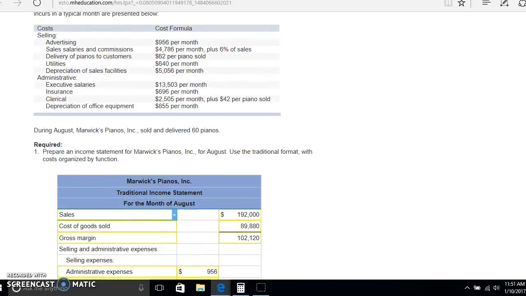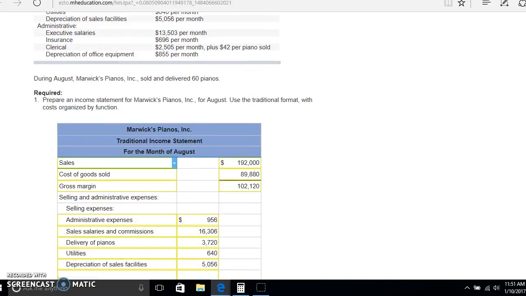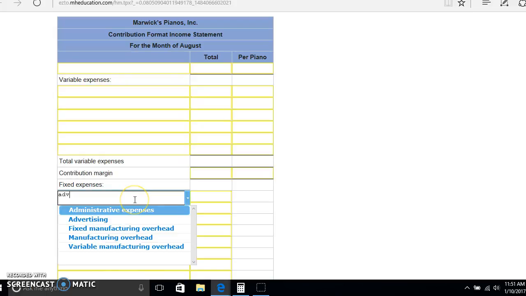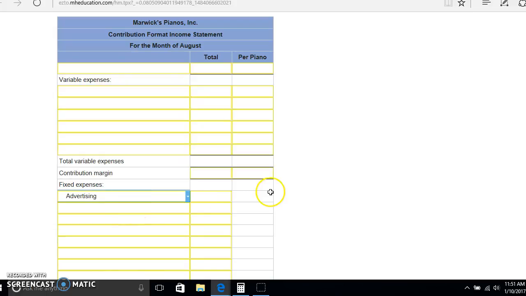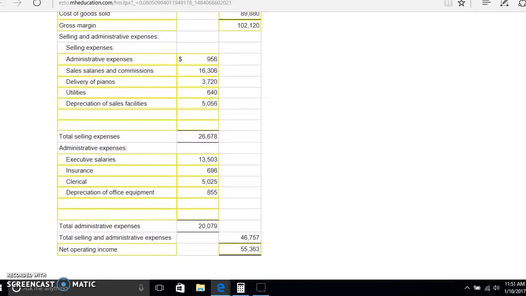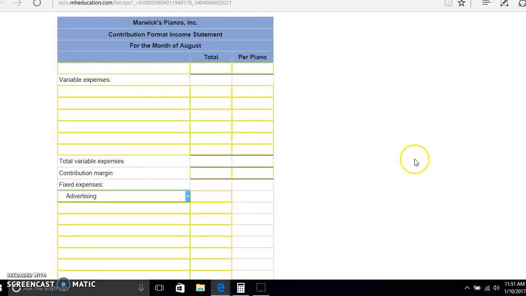So advertising, advertising is not going to be a variable expense. Regardless of how many pianos you sell, you are still being charged that $956 in advertising. So let's go ahead and put that under fixed expenses. Advertising. And again, I forgot how much it was. It was $956. Okay, so let's look at our next expense.